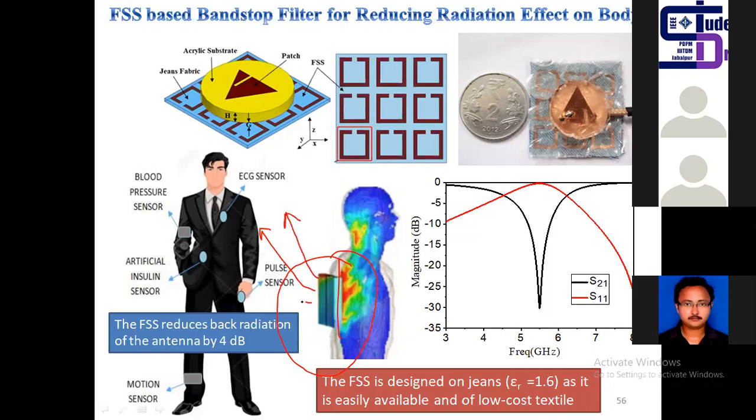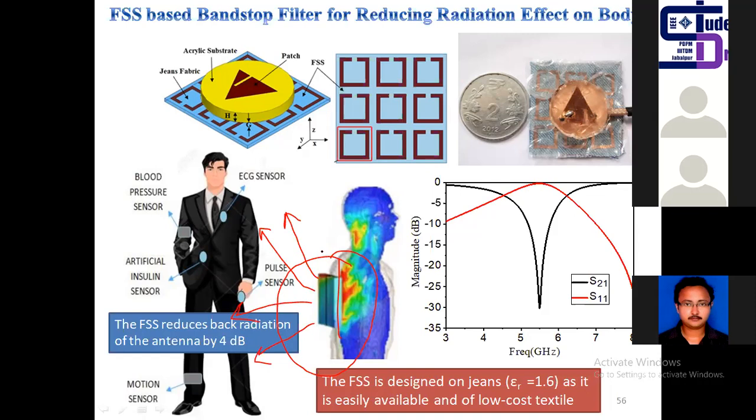You have to radiate the signal in the outside environment, towards this direction. So if you want to do that, then you can simply place the FSS behind the antenna. There will be no problem. And the advantage is the antenna radiation will be enhanced in the outside direction. So the first advantage is you are not getting affected by the radiation. The second advantage is the radiation is enhanced in the other direction. The gain is enhanced in the broadside direction.